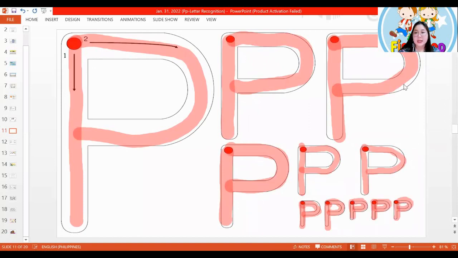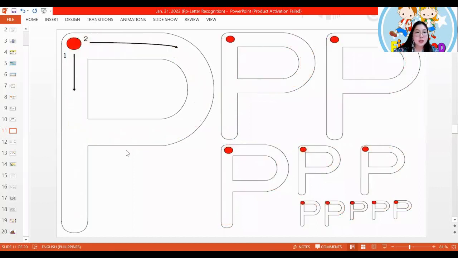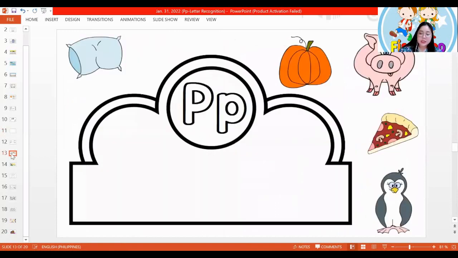Just like that. And what letter is this again? It's the letter P. Very good. And what's the sound of the letter P? P, P, P. Good job. So now that we already know how to write letter P, let's make our hat. So let's start by tracing our letter P and pasting the pictures that start with the letter P.